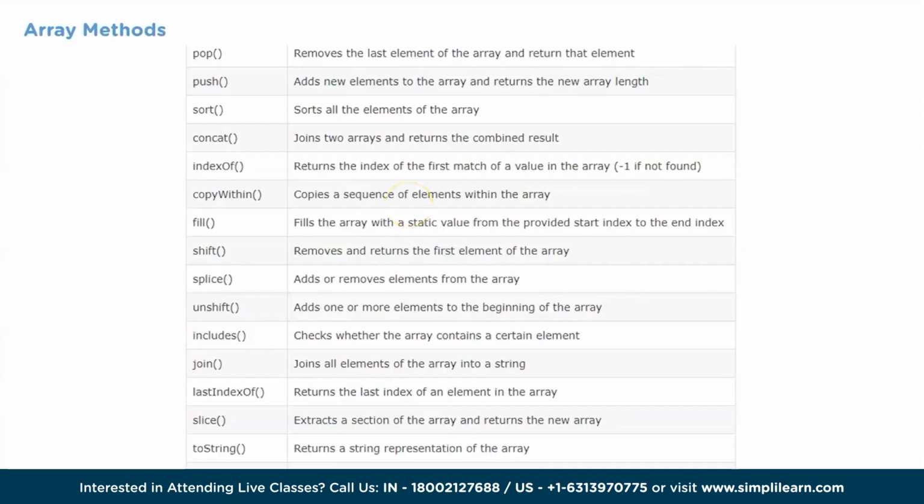These are the different array methods in TypeScript. We have pop that removes the last element of the array and returns that element. And push adds the new elements to the array and returns the new array length. Sort sorts all the elements of the array. And similarly, we have concat, indexOf, copyWithin, fill, shift, splice, unshift, includes, join, lastIndexOf that returns the last index of the element in an array. Similarly, we have slice, toString, and toLocaleString. Similarly, we have tuple, union, any, void, and never as the data types in TypeScript.